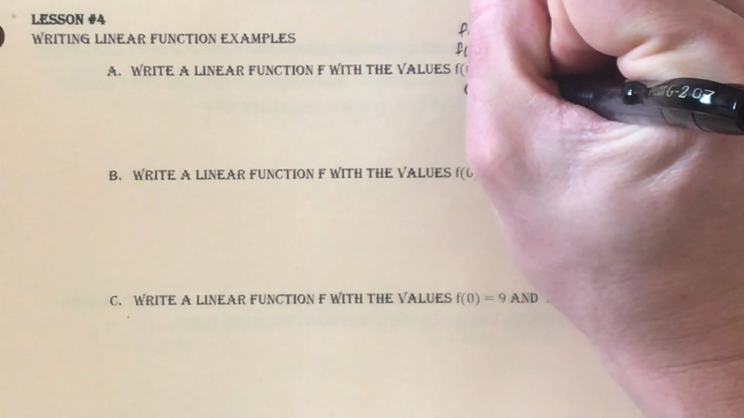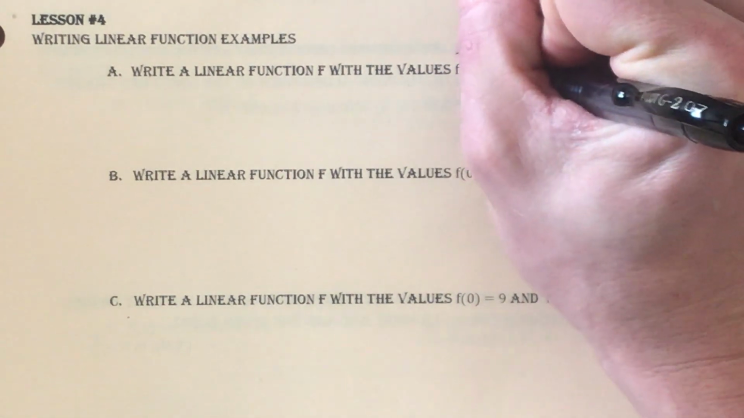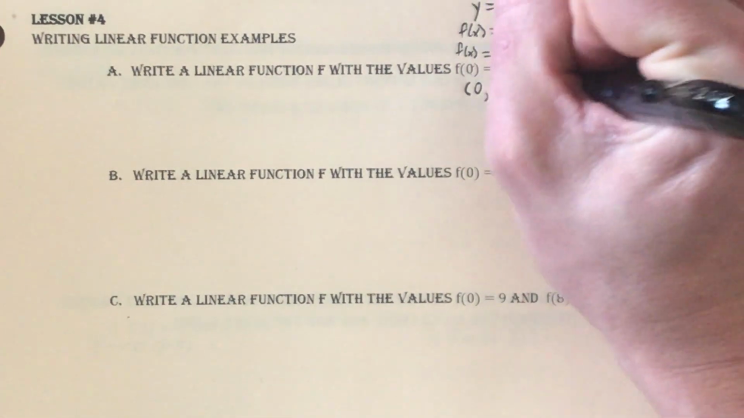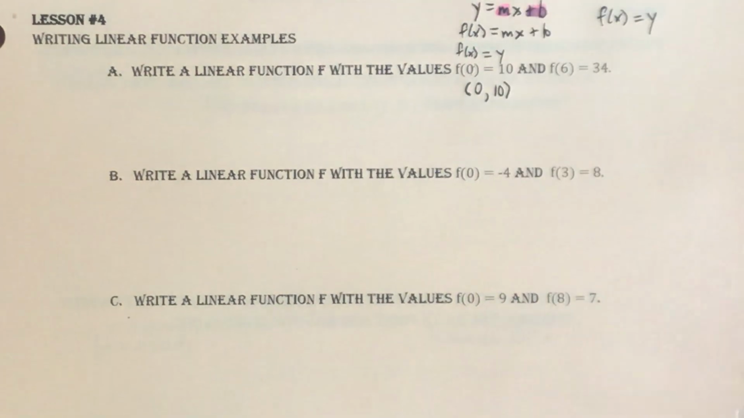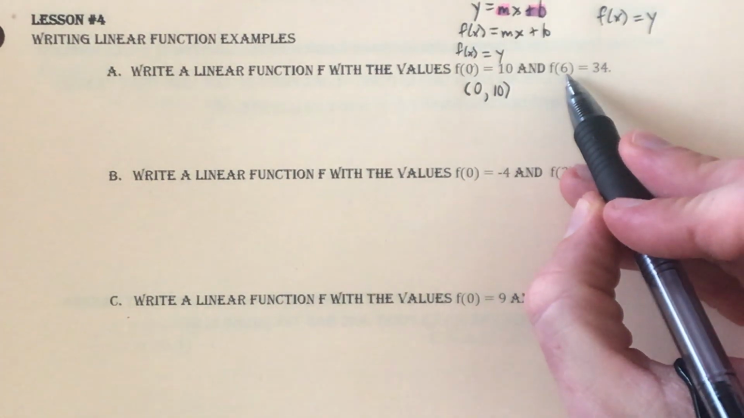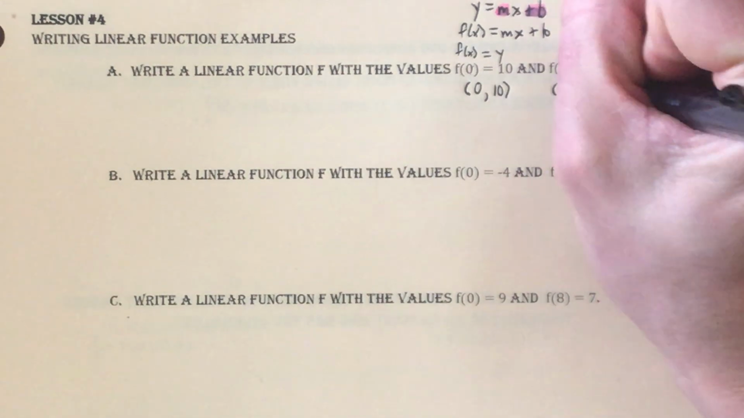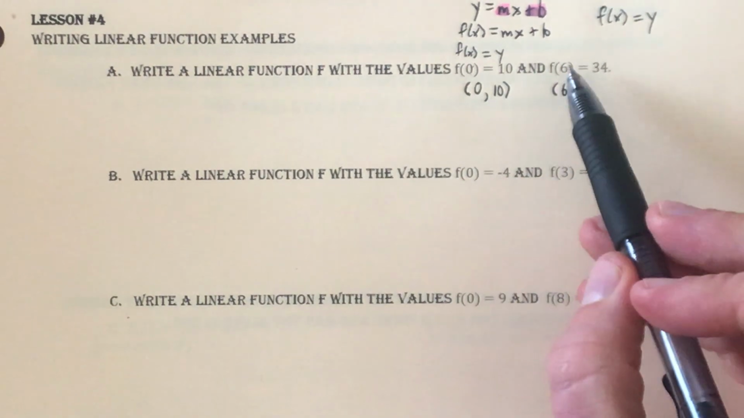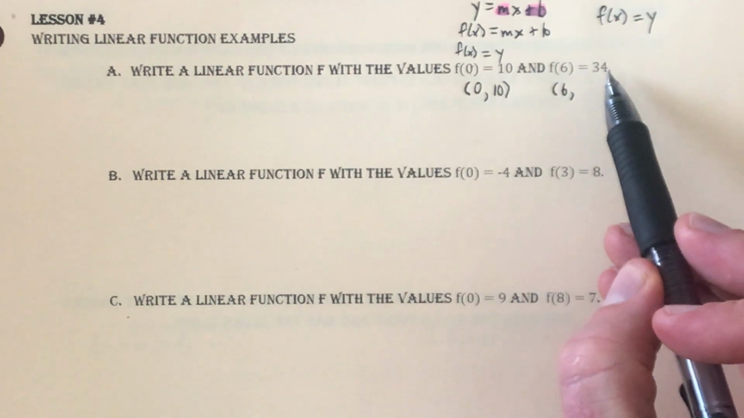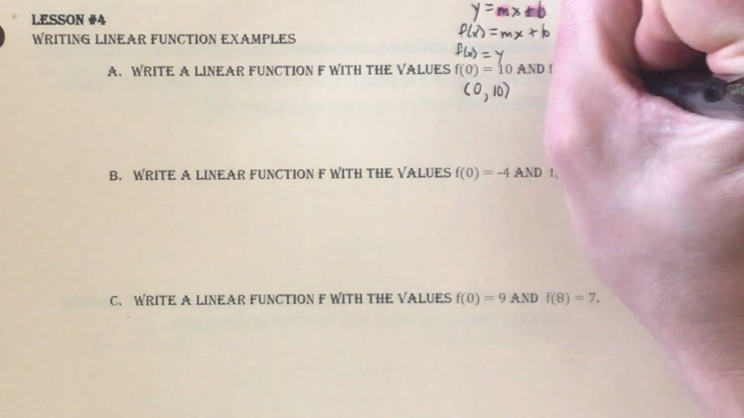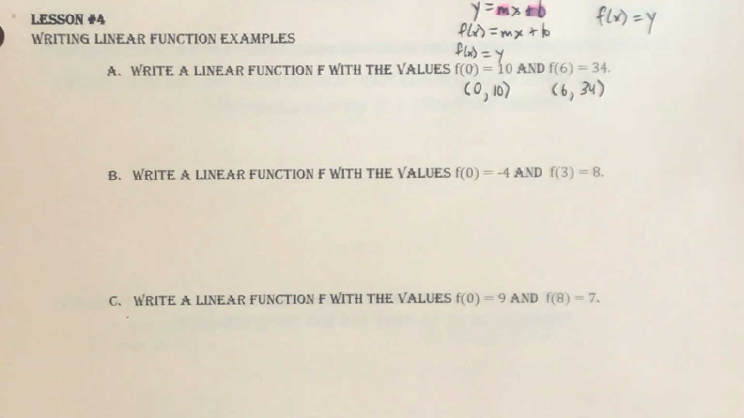Well, ordered pairs are x comma y. So my x value was 0, and my y value is 10. Same idea here, the 6 is in place of the x, so my x coordinate is 6, and that's my input, and then my output when I have 6 is 34, so the y coordinate is 34. So we've now got two ordered pairs.